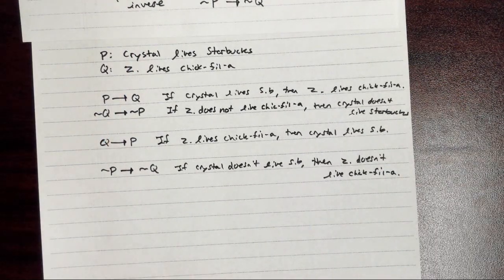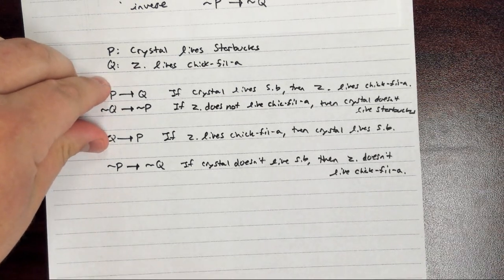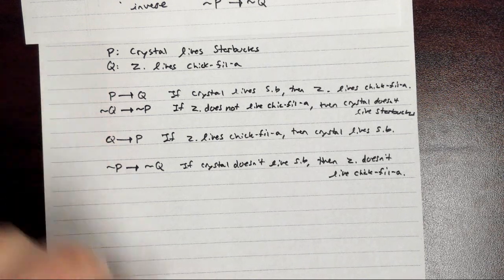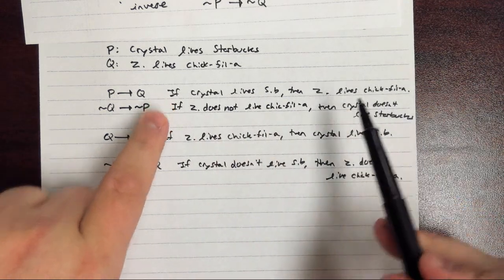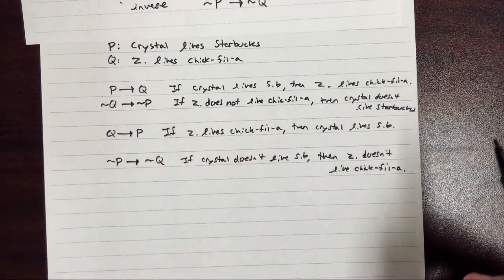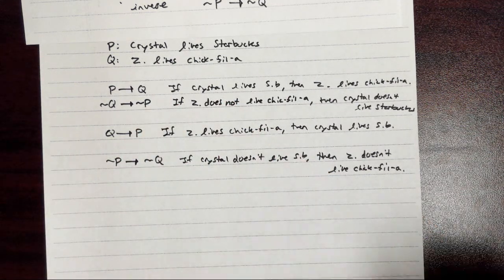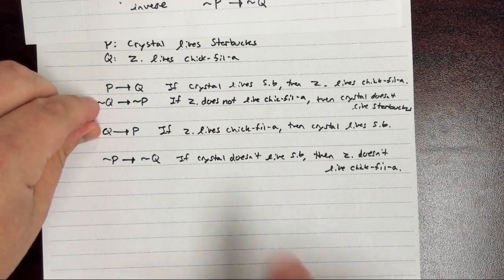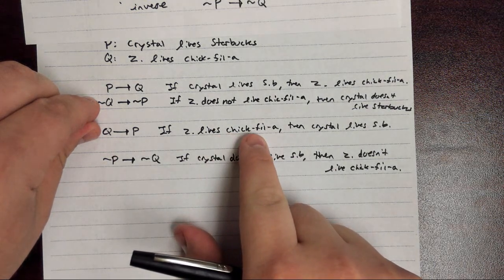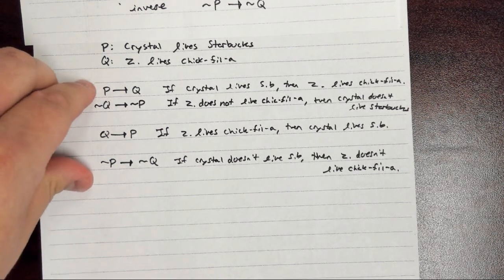Do you think P implies Q and Q implies P mean the same thing? No. I don't think so, because P implies Q says if Crystal likes, then Z likes, but this one says if Z likes, then Crystal likes. So it changes the assumption that you're making. Could it be the second and the third one? Some of them do. Who was it that said the top one and the bottom one? Yeah, I think that one's right.